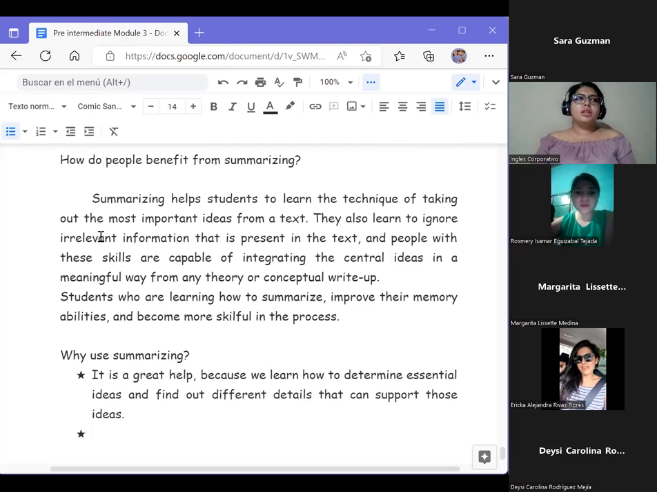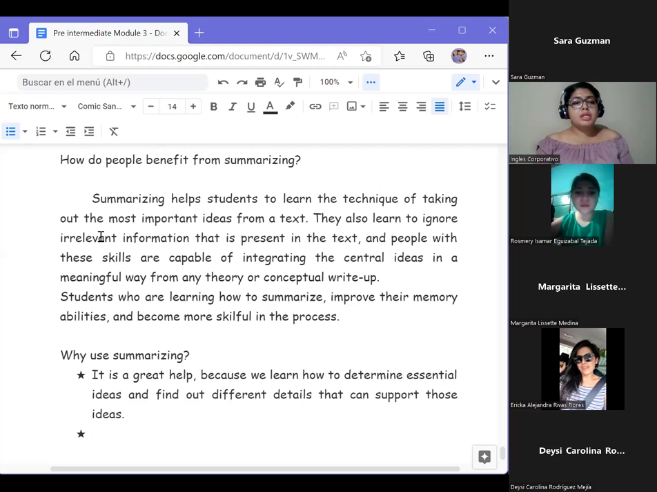Because when we are reading, in some cases, we are thinking about another thing. We are like watching television, because in some cases we like to do a lot of things at the same time. And while we are reading, we can watch television, listen to music, talk with friends, send messages or something like that.